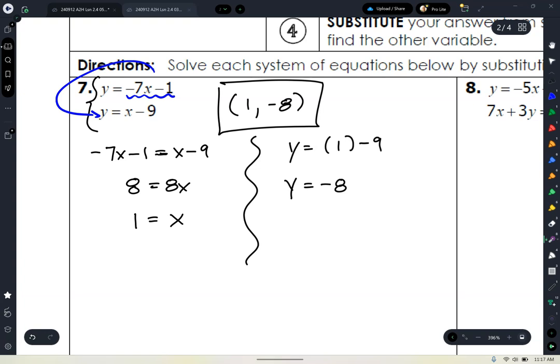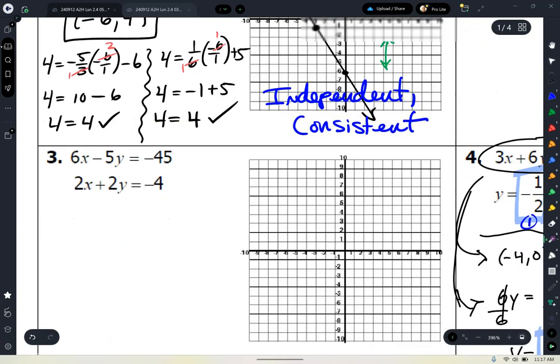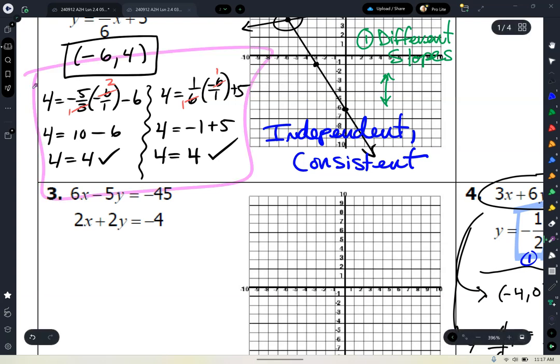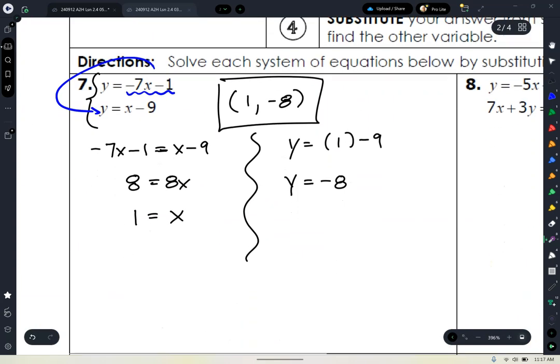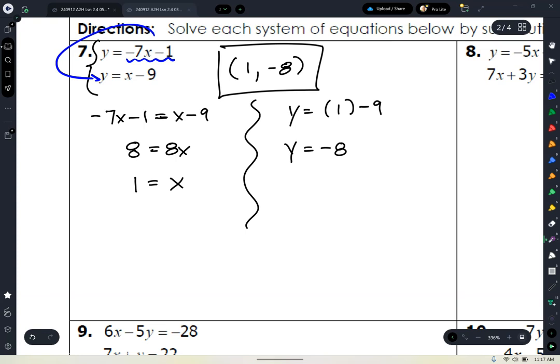If you plug in 1 here and -8 over here, you're going to get the same true statement, just like we did in that first example, when we were doing that with those fractions. It's the same idea. We could plug those in and get that same value, right? Okay, classify that. Go.